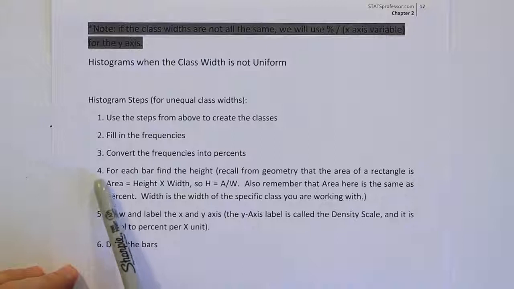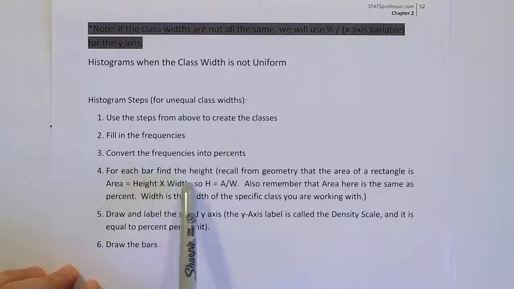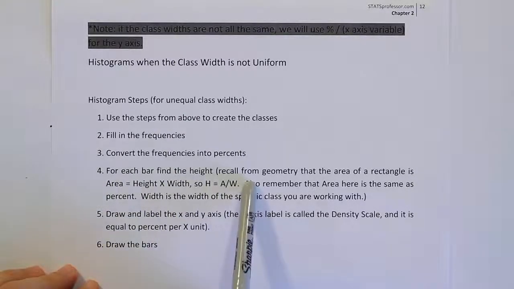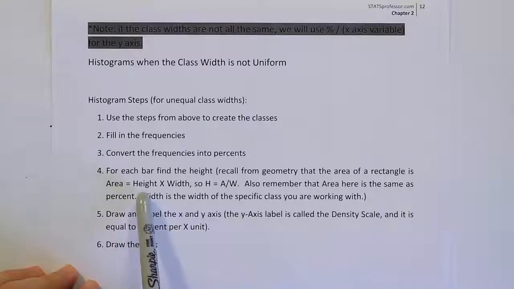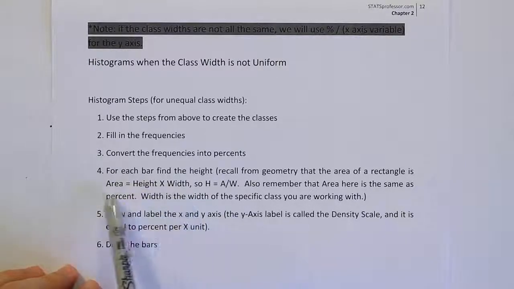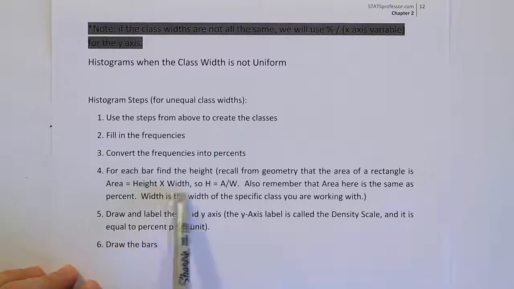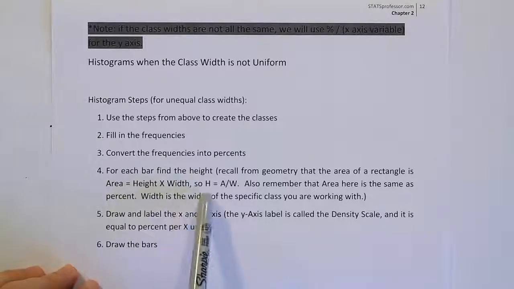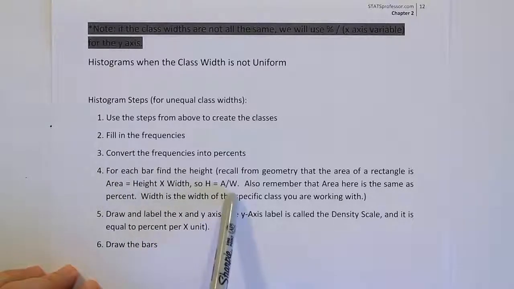Let's look at step 4 though. For each bar, it says find the height. Remember in geometry, we learned that the area of a rectangle is height times width, or length times width. If I'm trying to solve for height, I would divide both sides by the width. If I divide the width off, height becomes area divided by width.